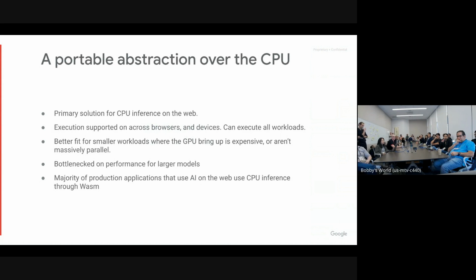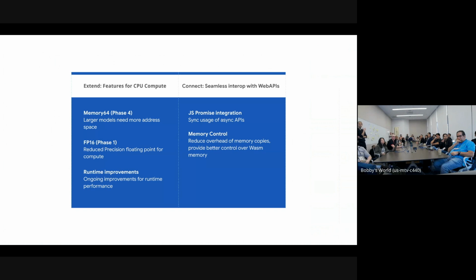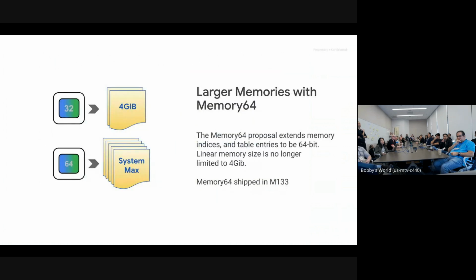And that's not always the case for GPUs. In terms of future development with Wasm, we are hoping to extend features for CPU compute, including memory 64, FP16 floating point, and runtime improvements, as well as better interoperability with other web APIs like the JS promise integration and better memory controls. Just to briefly cover two of these, larger memories with Wasm 64.